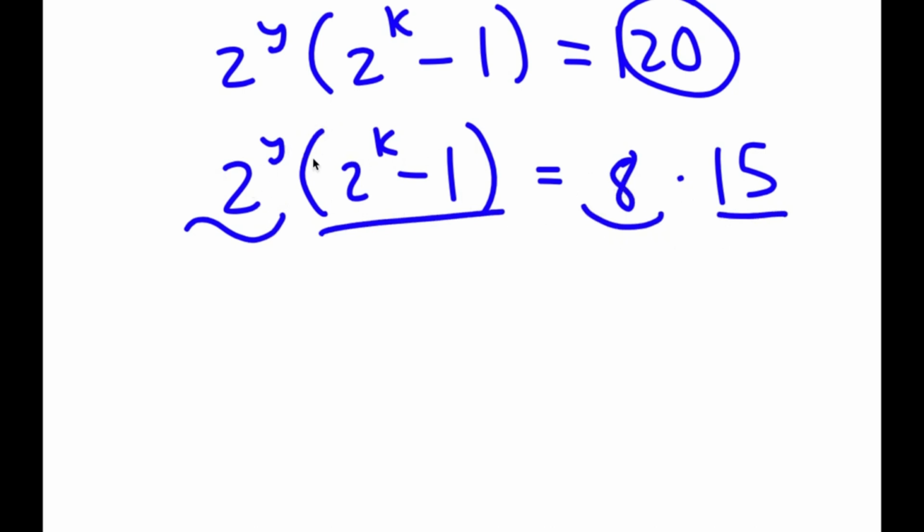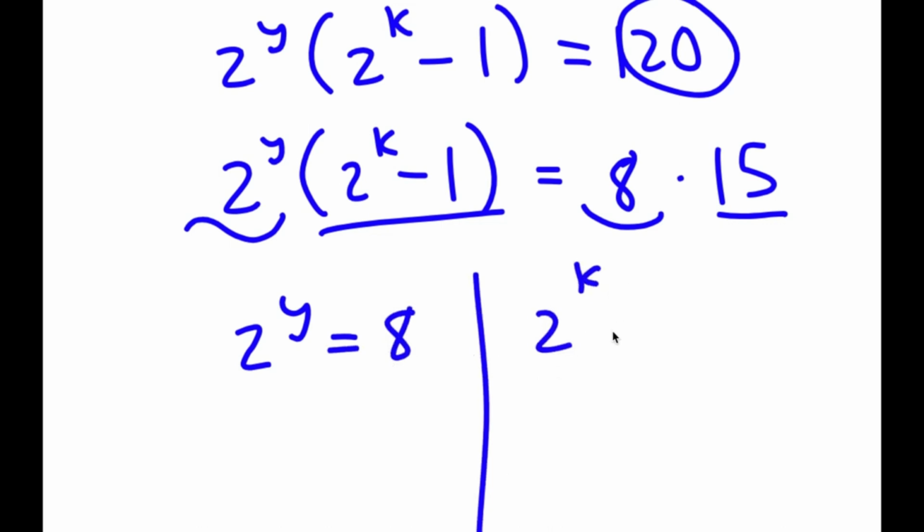2 to the power of any number is an even number. And 2 to the power of k minus 1, well, 2 to the power of k, that's an even number, and an even number minus 1, that's going to be an odd number. So notice how this is in the form a number times a number is equal to number times a number, meaning this number is going to equal this number, and this number is equal to this number. So now I have 2 to the power of y is equal to 8, and 2 to the power of k minus 1 is equal to 15.